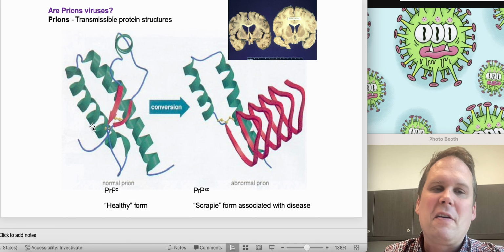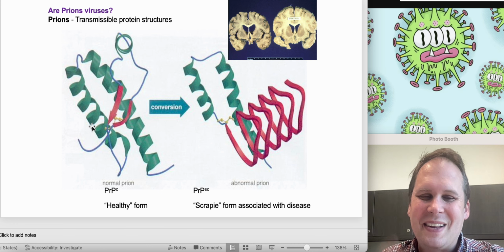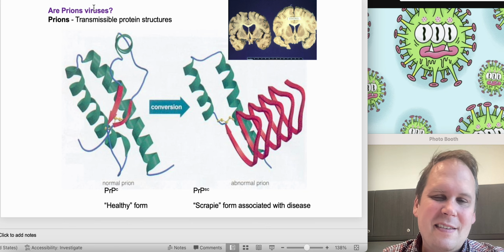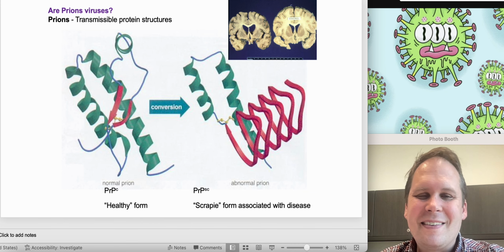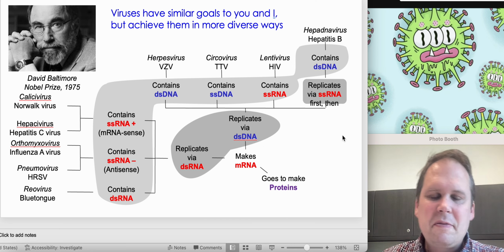Yeah. But there are variants of these. There are transmission barriers. It's really cool stuff. We'll cover that in probably the last week of class, just to give you something to look forward to. Something weird. Okay, last slide from this section.